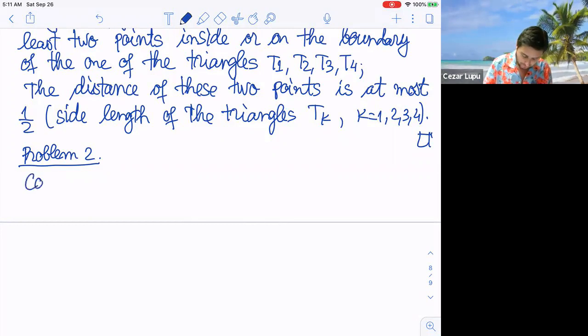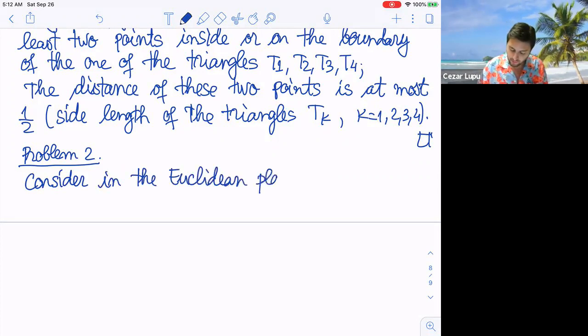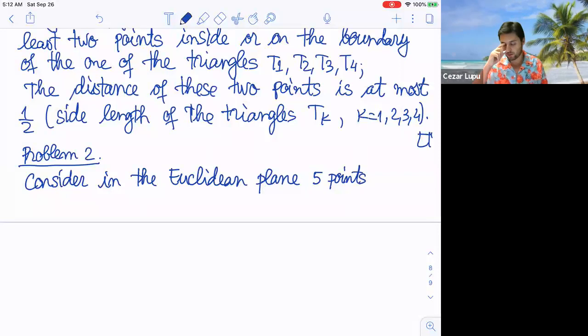I'll emphasize this problem a bit because it will be important when we solve another problem. Consider the Euclidean plane. This is a very classical problem: plane, 5 points. In fact, you will see that one of the problems solved in the recitation will be very similar to this one. It will be the 3-dimensional analog of this problem. Anyway, consider in the Euclidean plane 5 points of integral coordinates, so these are lattice points.